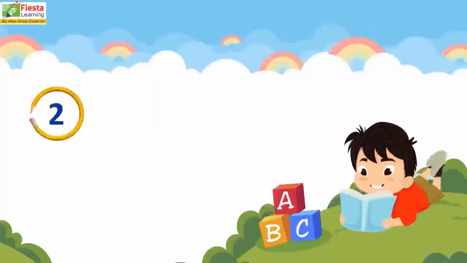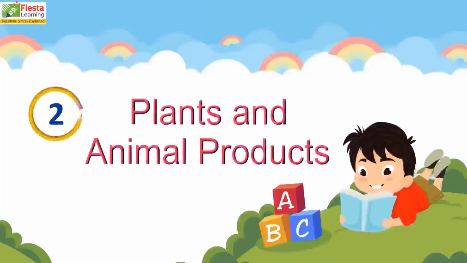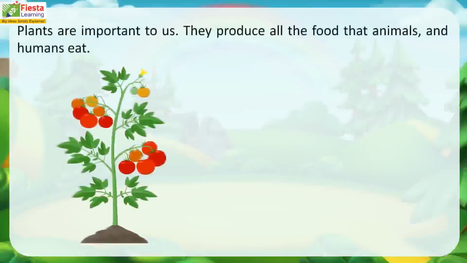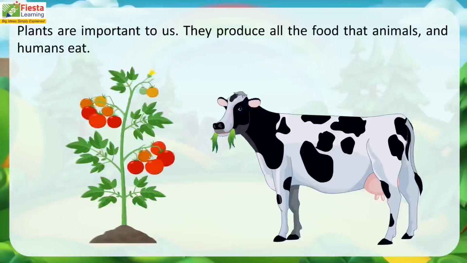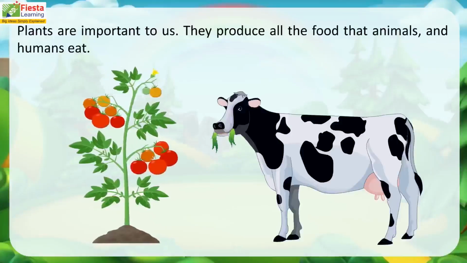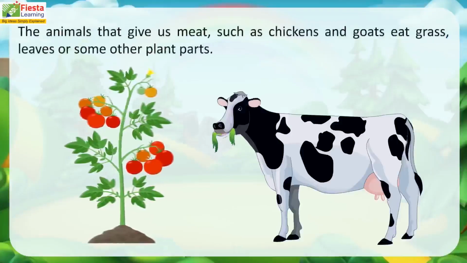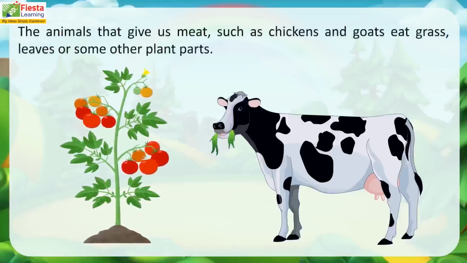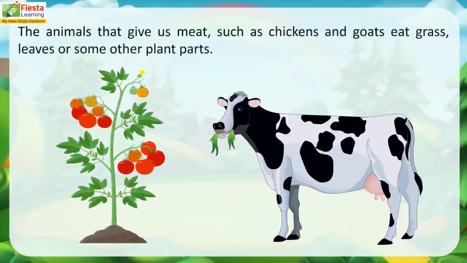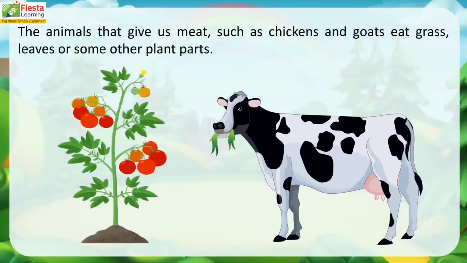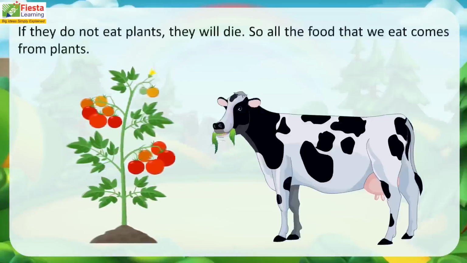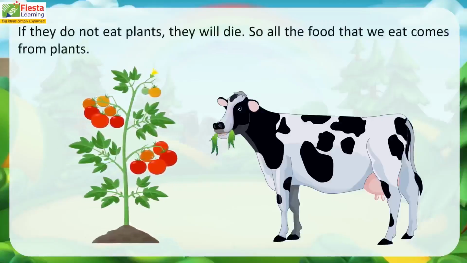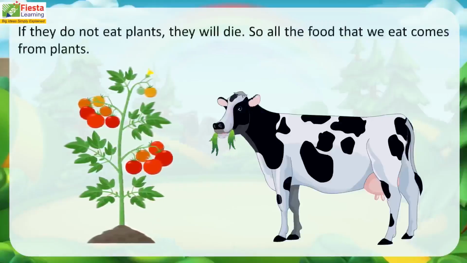Chapter 2. Plants and Animal Products. Plants are important to us. They produce all the food that animals and humans eat. The animals that give us meat, such as chickens and goats, eat grass, leaves, or some other plants' parts. If they do not eat plants, they will die. So all the food that we eat comes from plants.